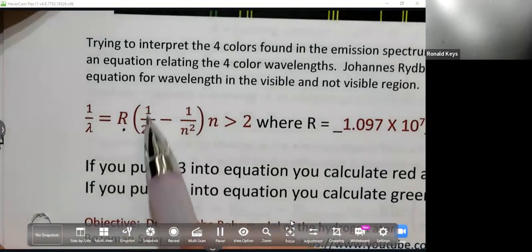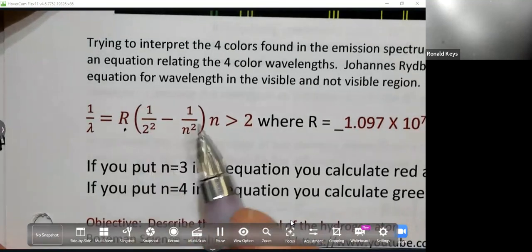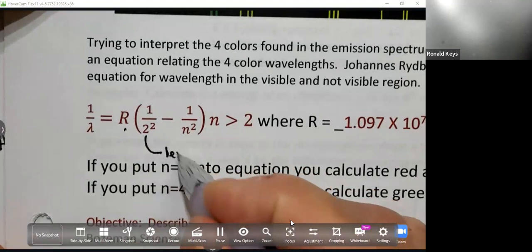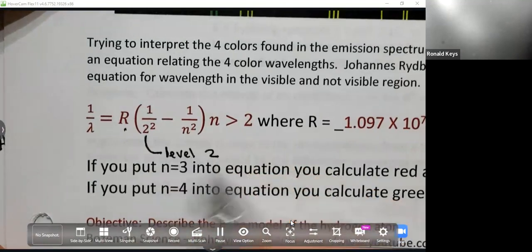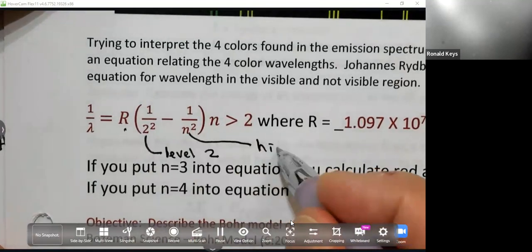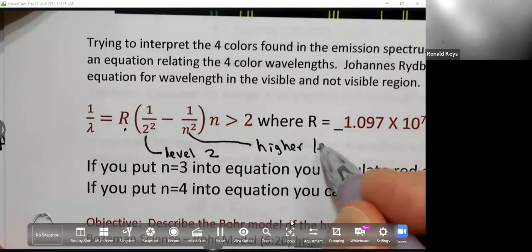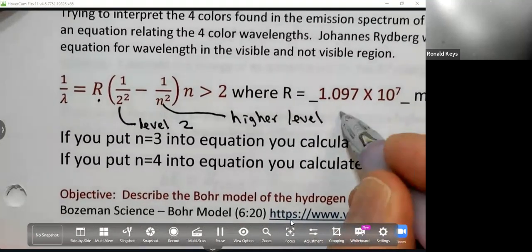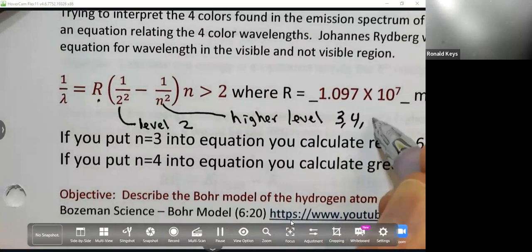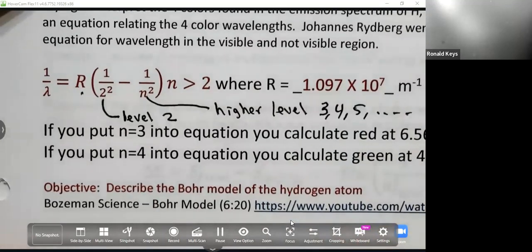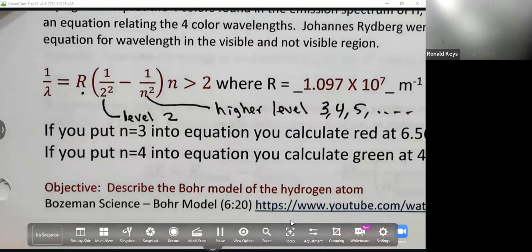Now, this is 1 over 2 squared because it comes down to level 2. So this is energy level 2. Then it comes back down to, and this is just a higher energy level. So the higher level can be 3, 4, 5, and so on. Just higher than 2, correct? It drops back down to energy level 2.